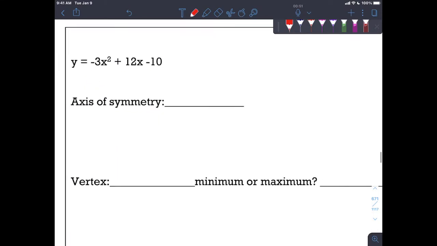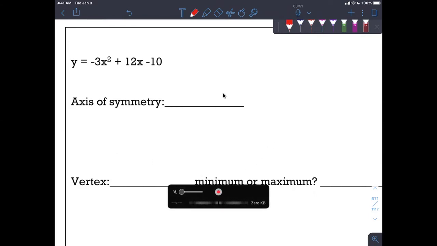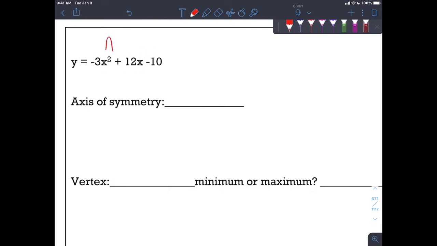First thing, anytime I want to deal with a quadratic equation, I always want to make sure that it's written in standard form. Always ax squared plus bx plus c equals 0. Sometimes we can change it to a y, an f, whatever.